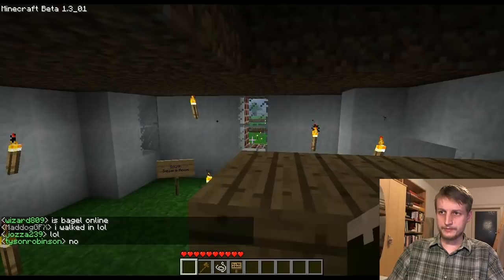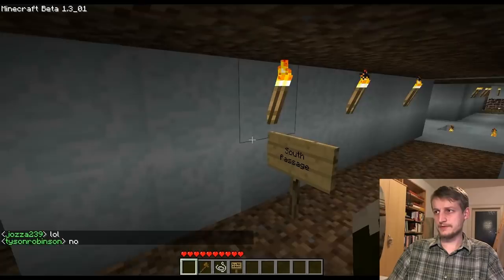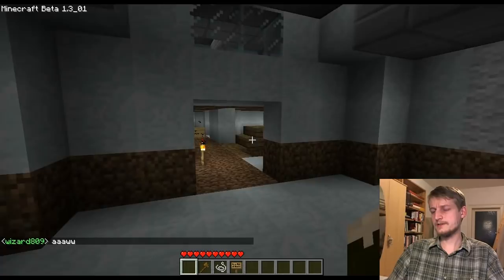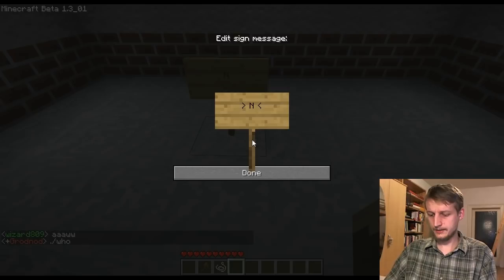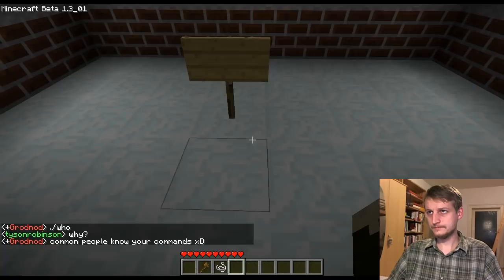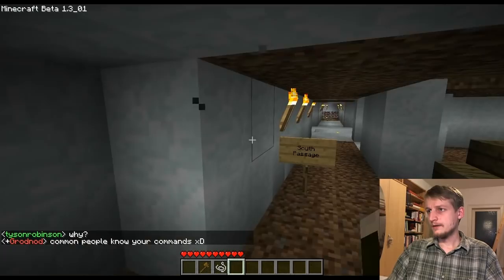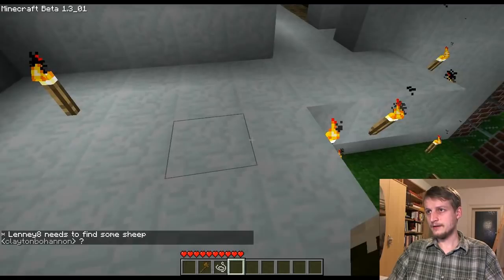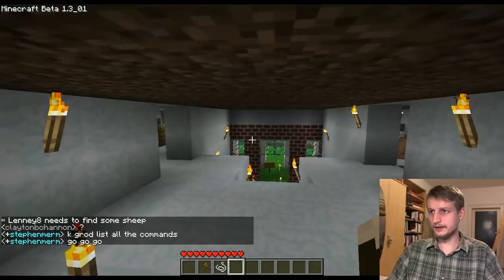Yes, stairs upstairs. We have the south passage. This is the nursery, if I'm not mistaken, and I should correct that and put the sign here. South passage. Now we are in the entrance hall, but in the upper part of the entrance hall.